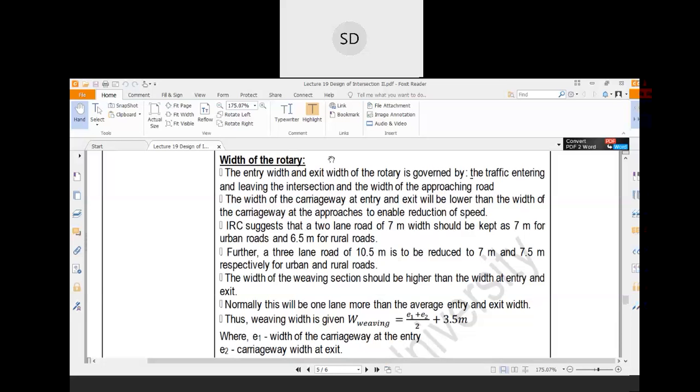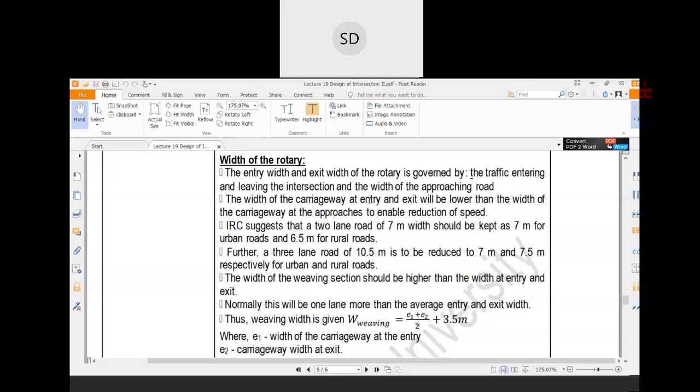Then coming to the next portion, width of the rotary. Now the entry width and exit width of the rotary is governed by the traffic entering and leaving the intersection and the width of the approaching road. So in the entry and exit, there would be approaches, meaning the roads connected with the rotary. The width of the entry and exit would be governed by them, and by the amount of traffic which you can expect to cross the rotary intersection.